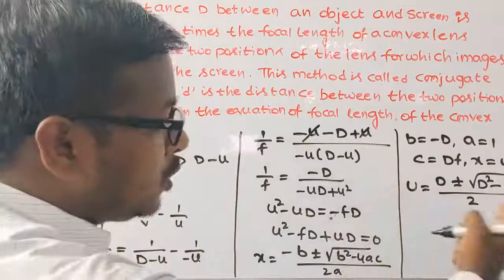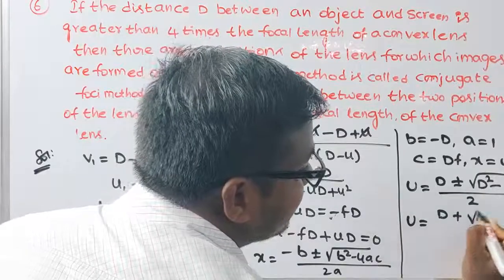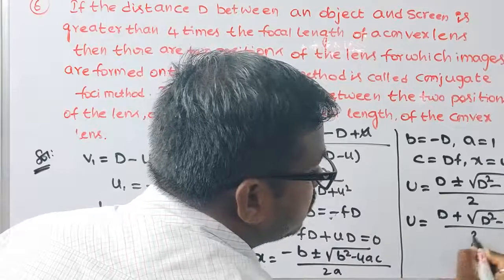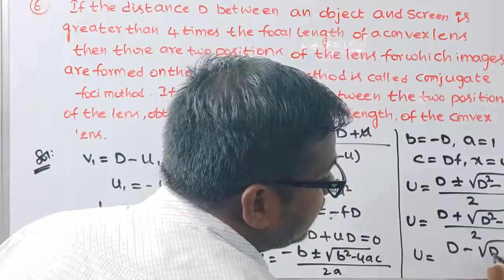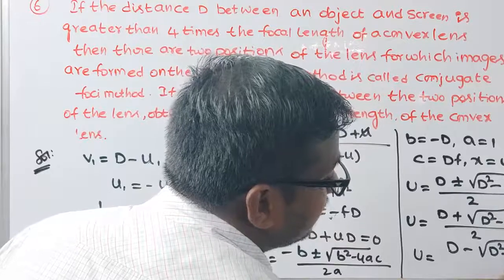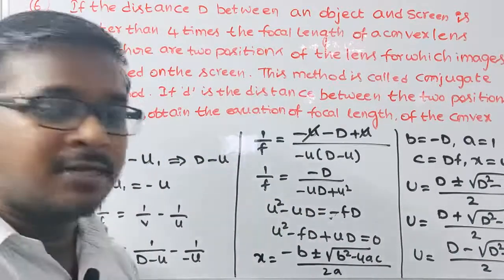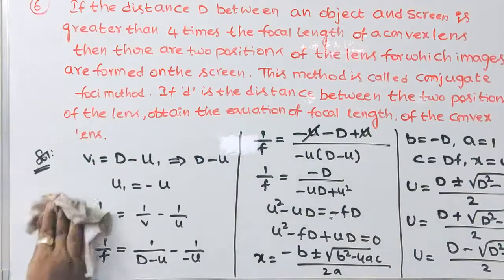Okay, split into two terms. The first term: u is equal to d plus square root of d square minus 4ac by 2. The next: u is equal to d minus square root of d square minus 4ac by 2. Split into two terms, one is the plus term, the second one is the minus term.